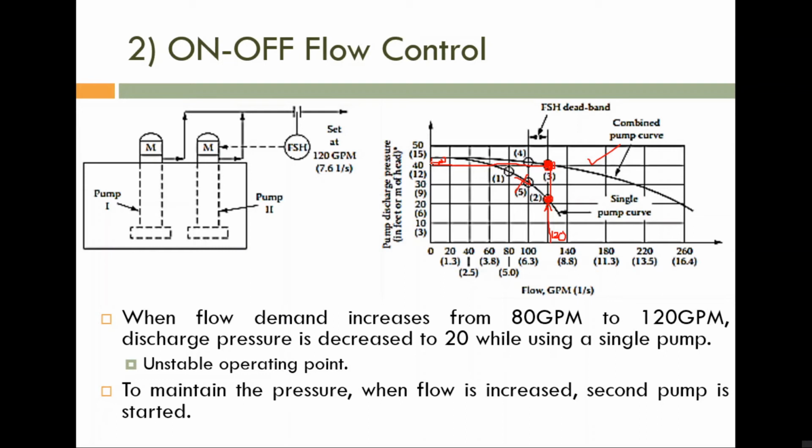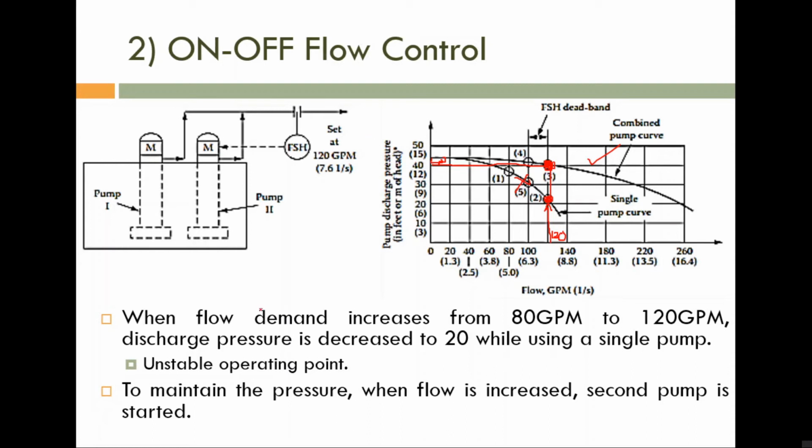So now what is happening if the flow demand is decreased back? If the flow demand is decreased back, then definitely we have to switch off the pump. So if the flow demand is decreased to 80 GPM, then we have to switch off the pump. So this one is the operation required.